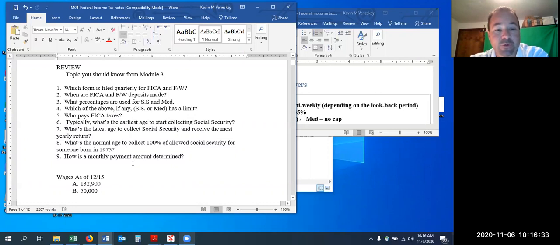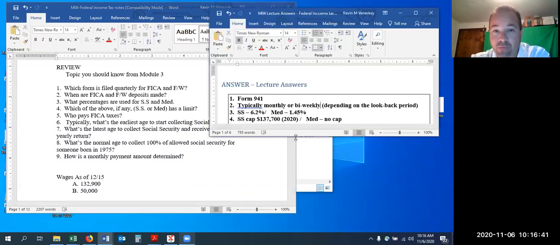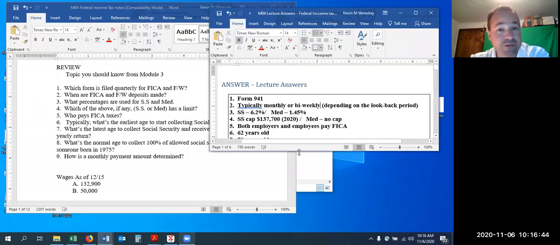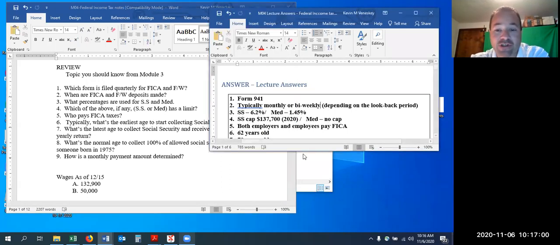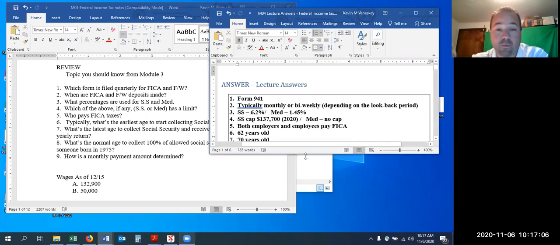This goes into our next part of the lecture from last week. What's the earliest age to start collecting Social Security? Well, the typical normal age is 62. There are a few exceptions, but that's what I would be looking for in an answer, the normal typical age without any weird exceptions. What is the latest age to collect Social Security? Well, you can start collecting whenever you want, but there's no need to wait beyond age 70. At 70, that's the highest that you can get and reap the rewards. If you wait till 75, they're not going to give you any more than what you would have gotten at 70.